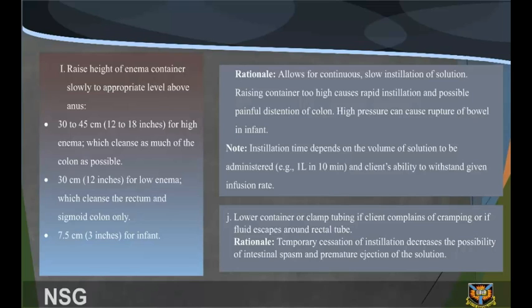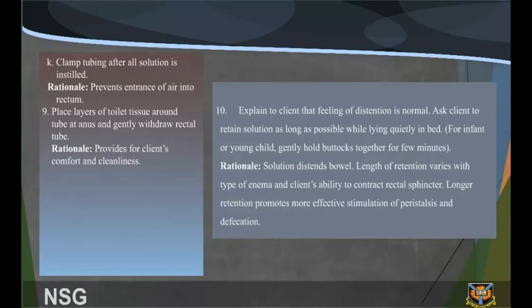Note: instillation time depends on the volume of solution to be administered and the client's ability to withstand the given infusion rate. Lower the container or clamp the tubing if the client complains of cramping or if fluid escapes around the rectal tube. Temporary cessation of instillation decreases the possibility of intestinal spasm and premature ejection of the solution. Clamp the tubing after all solution is instilled; this prevents entrance of air into the rectum. Place layers of toilet tissue around the tube at the anus and gently withdraw the rectal tube. This provides for the client's comfort and cleanliness.